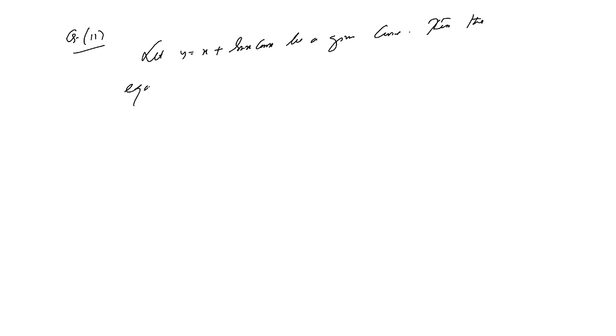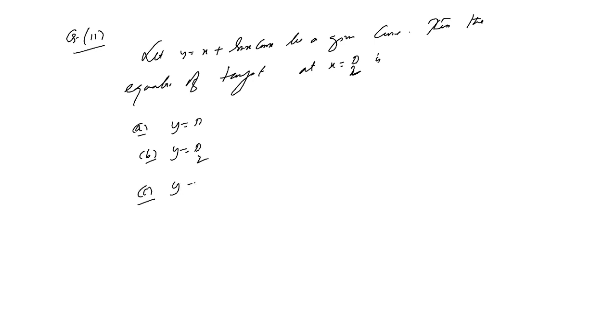There is another question, question number 11. Let y equals x plus sin x cos x be a given curve, then the equation of the tangent at x equals pi by 2 is option A, y equals pi, option B, y equals pi by 2, option C, y equals 2 pi, and option D, y equals 3 pi by 2.